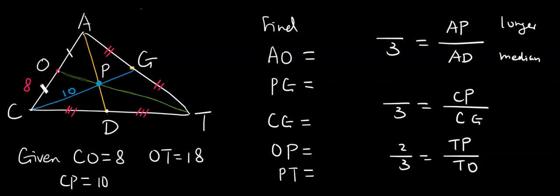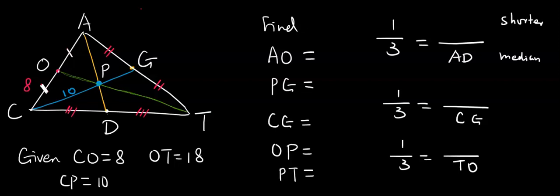Let's look at another one. I have another relationship that says 1 to 3. By this time you can already figure out that since the longer one to the median is 2 to 3, then obviously the shorter one to the median is going to be 1 to 3.